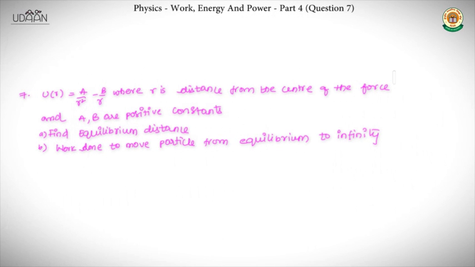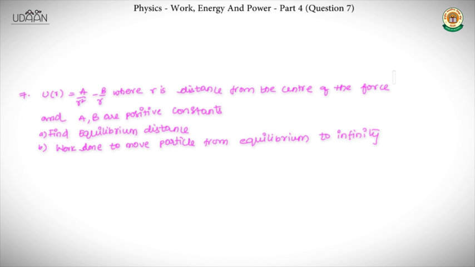In problem 7 we have an expression for potential energy as a function of r, given as a by r square minus b by r, where r is the distance from the center of the force and a, b are positive constants. The things to note here are the expression itself, the fact that r is measured from the center of the force, and that a and b are both positive. We have to find the equilibrium distance and the work done to move the particle from equilibrium to infinity.